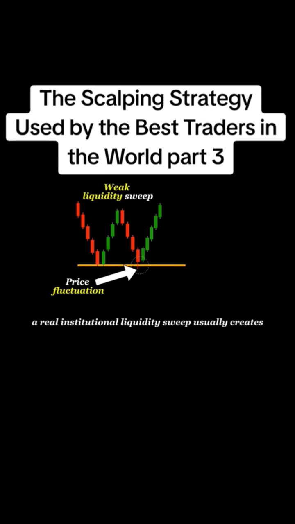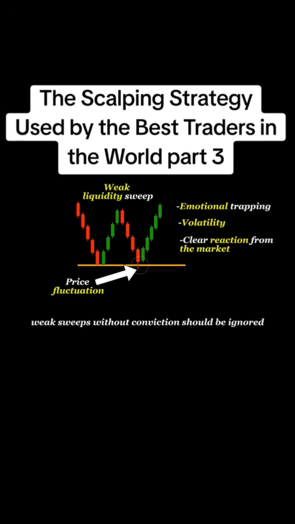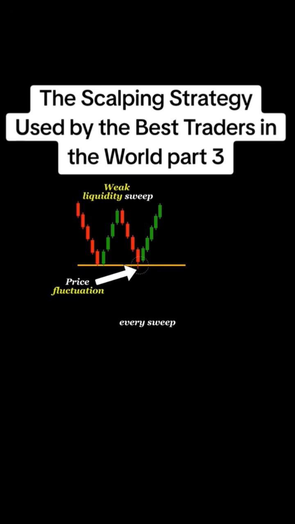Remember, a real institutional liquidity sweep usually creates strong rejection, emotional trapping, volatility, and a clear reaction from the market. Weak sweeps without conviction should be ignored, because the goal is not to trade every sweep. The goal is to trade only the sweeps that reveal clear institutional intent.